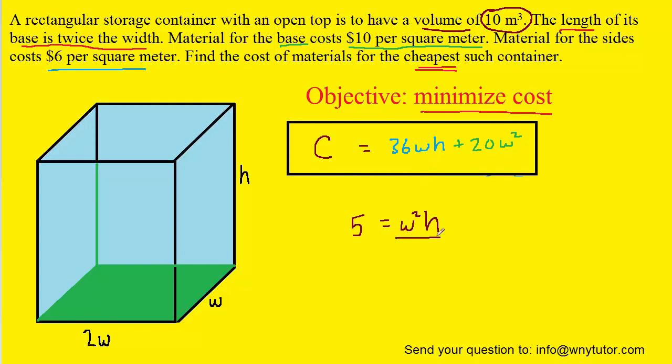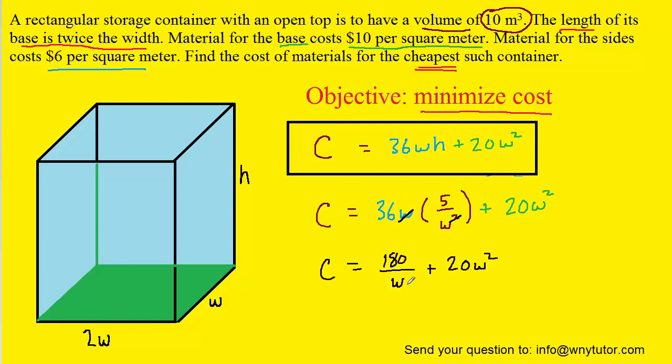So we can solve this for H by dividing both sides by W squared. And so we now have an expression for H that we can plug in to our objective equation. We can simplify this equation by canceling a W in the numerator and the denominator, and by multiplying 36 by 5. And then one last simplification before we move on. We can move the W up to the numerator. We'll see why that's important in just a moment.